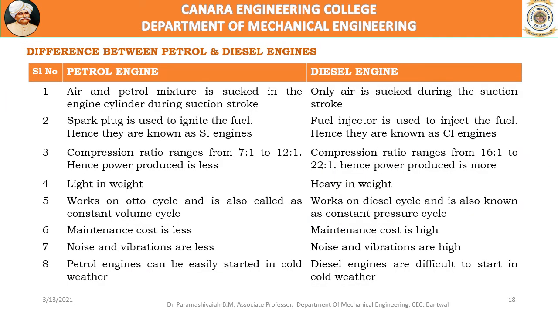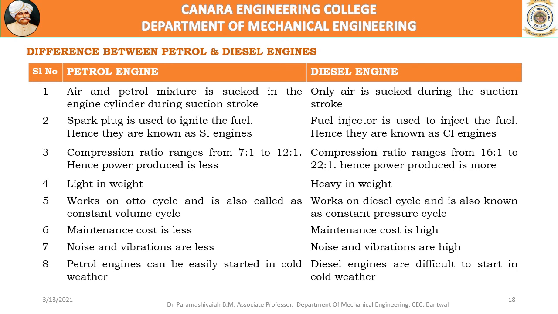Then we will see some of the important differences between a two-stroke engine and a four-stroke engine. So, petrol engine and a diesel engine. In case of a petrol engine, an air and petrol mixture is drawn into the engine cylinder during the suction stroke. In case of a diesel engine, only air is drawn into the cylinder during the suction stroke.